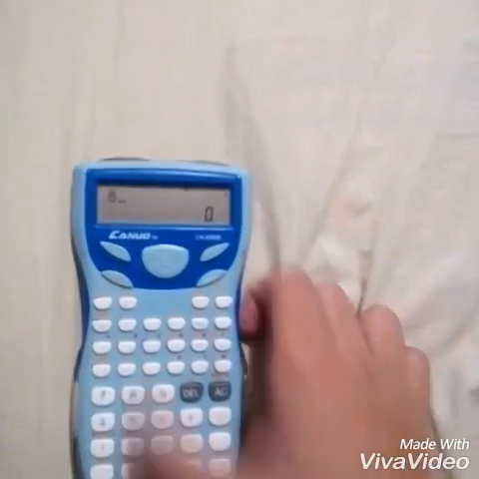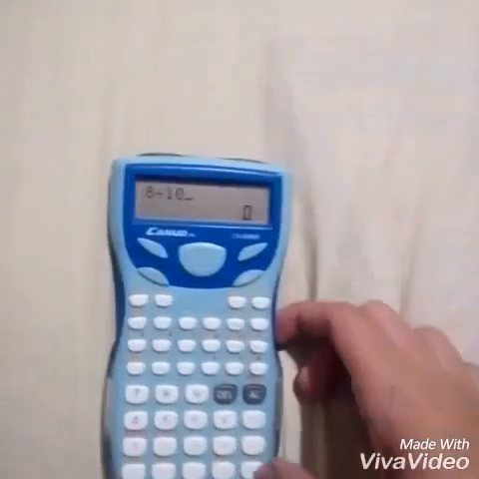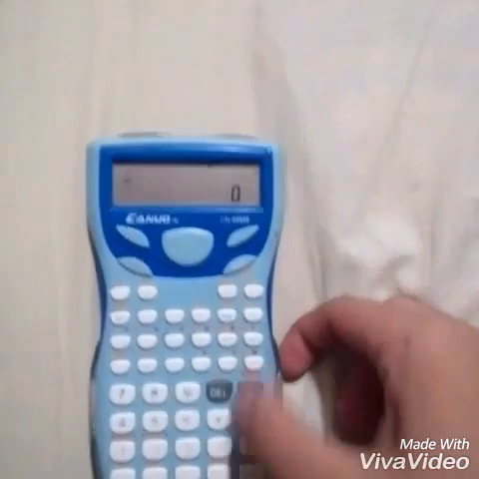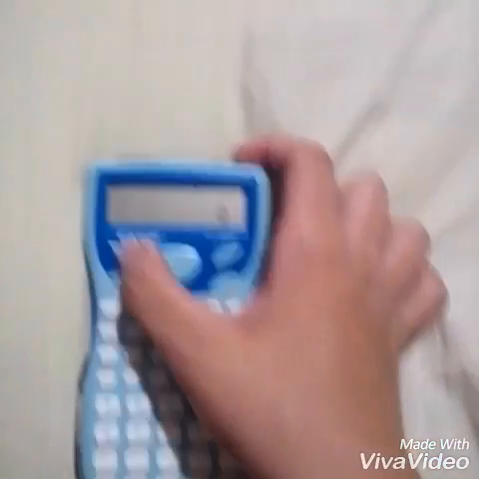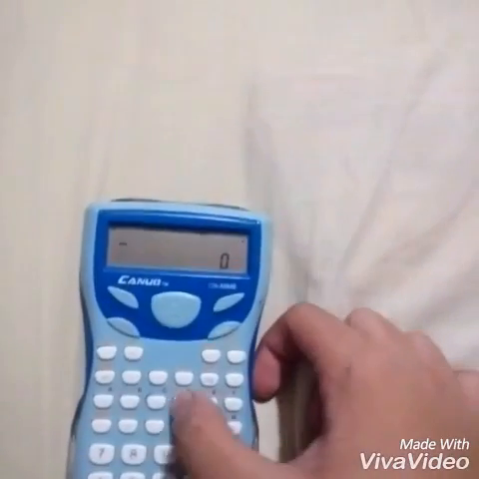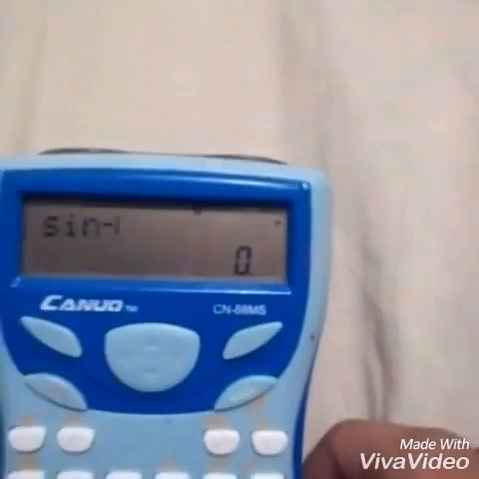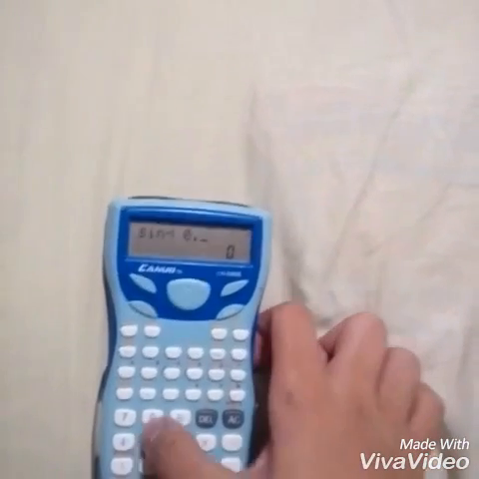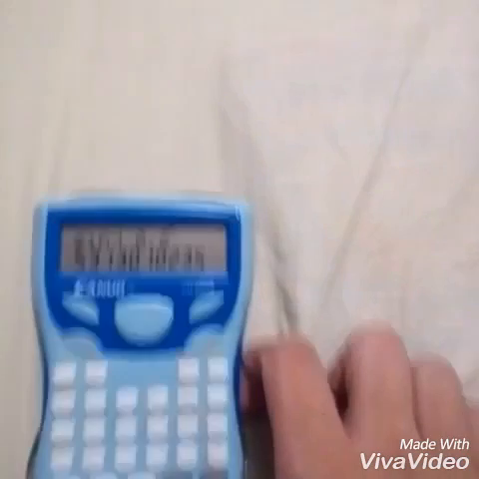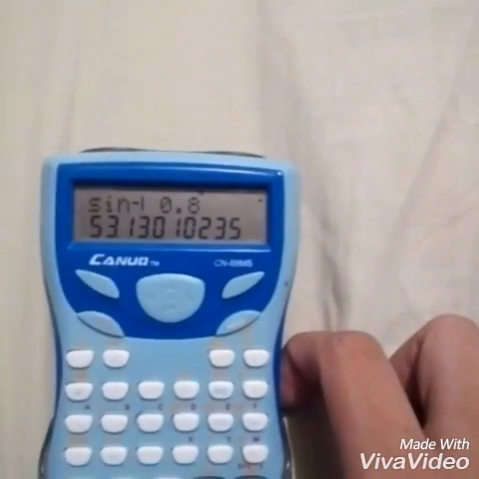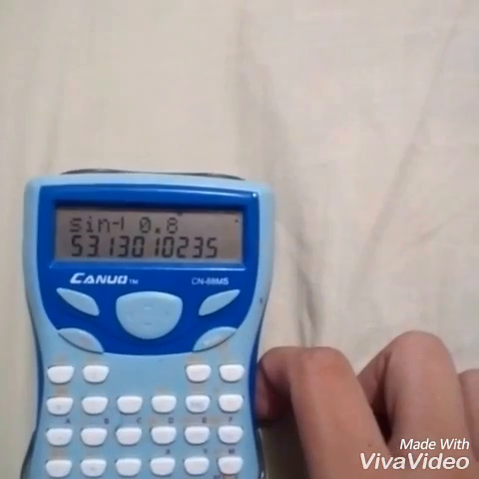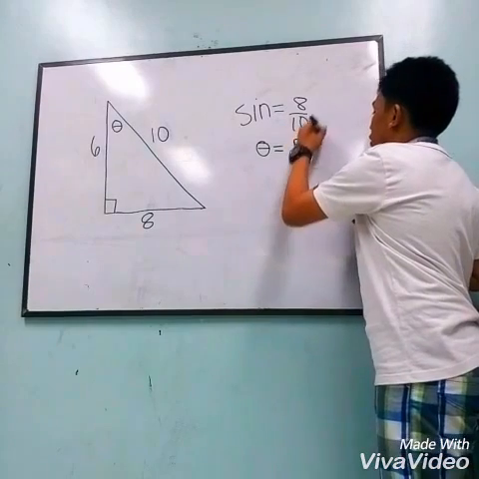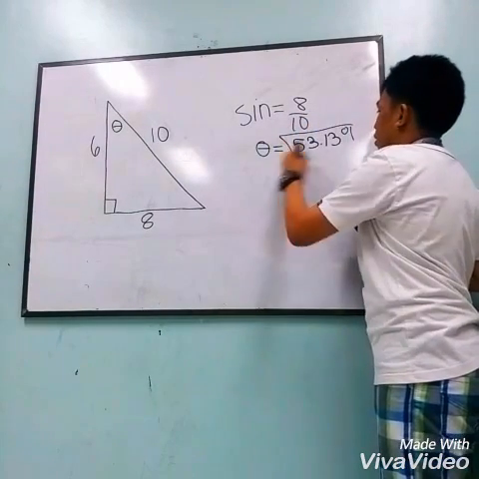So first divide 8 by 10. So we will get an answer of 0.8. Then we will erase it and press the shift in your calculators. And then the sine. It should look like this in your calculators. Then we will put the value 0.8. Then that's the value of the inverse sine of 8 over 10. The answer must be rounded off to the hundredths decimal place. So the value of our theta is 53.13 degrees. So that's it.